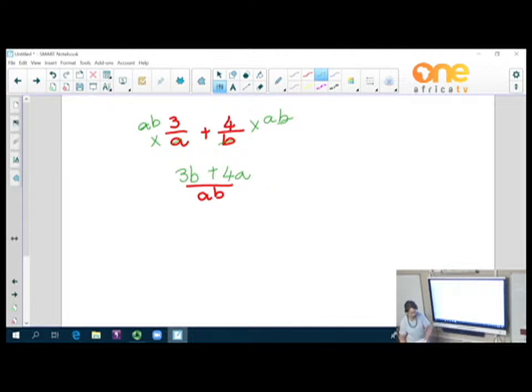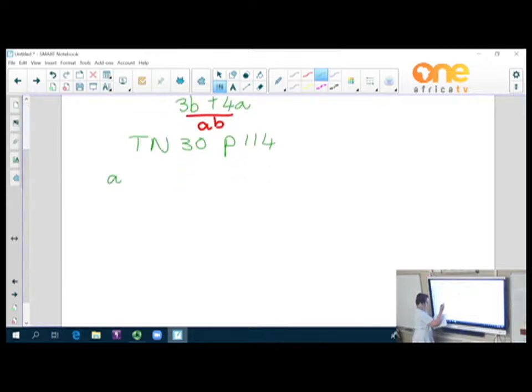So we're looking now at exercise 30, on page 114. Let's look at number A. It says A/5 plus (A minus 8)/2. It's addition. The key word here is the LCM. I have to work with my LCM every time. So the LCM of 5 and 2 is 10.